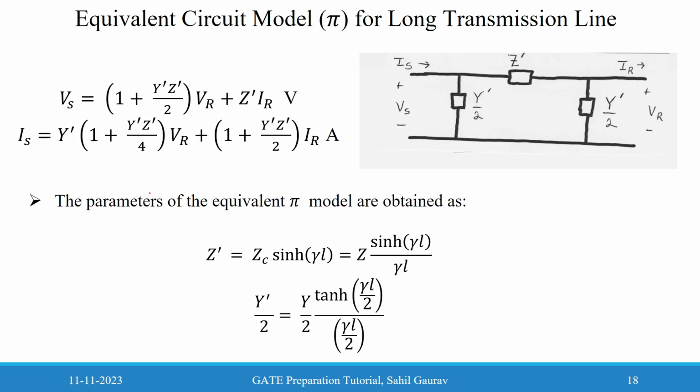So you will get this Z' and Y'/2. Here Z' will be Z sinh(γL) divided by γL, and Y'/2 is Y/2 times tanh(γL/2) divided by γL/2. So using this expression you can represent the long transmission line in the pi equivalent circuit also. So this is also important.